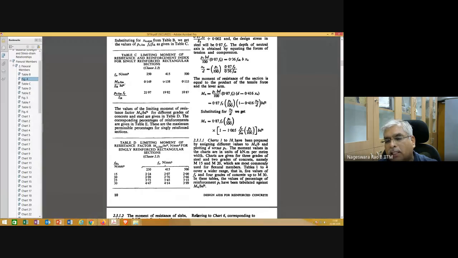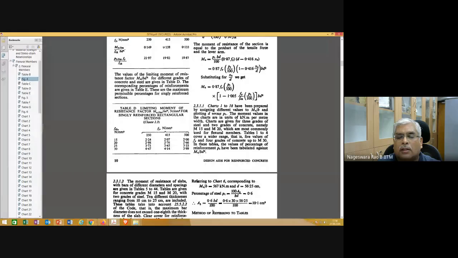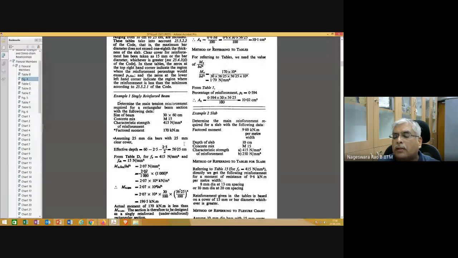SP16 is design aids for the convenience of the designer. They are presented so that, instead of going through all these calculations, they can directly read from these charts or tables, whichever is convenient for them. One example is also illustrated here. Some examples are illustrated; you can go through them.